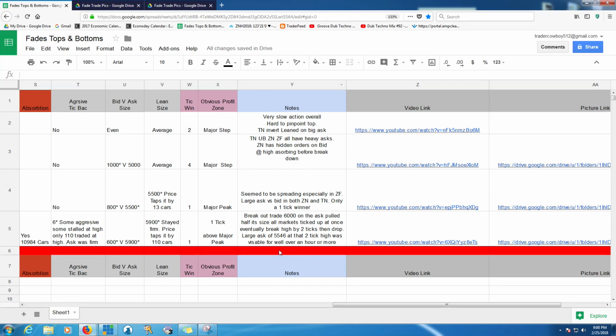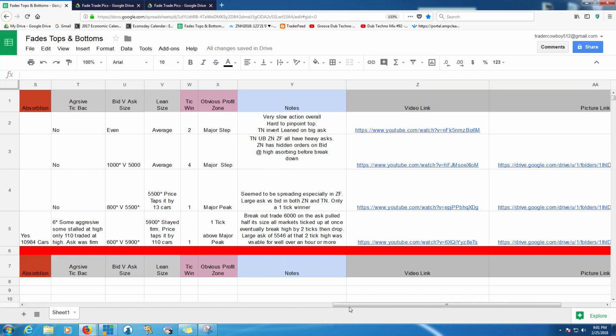Notes. I make notes on everything. Fade 1, very slow action overall, hard to pinpoint top. TN inverted, leaned on big ask. Fade 2, TN, UB, ZN, ZF all have heavy asks. ZN has hidden orders on bid at high, absorbing before breakdown.